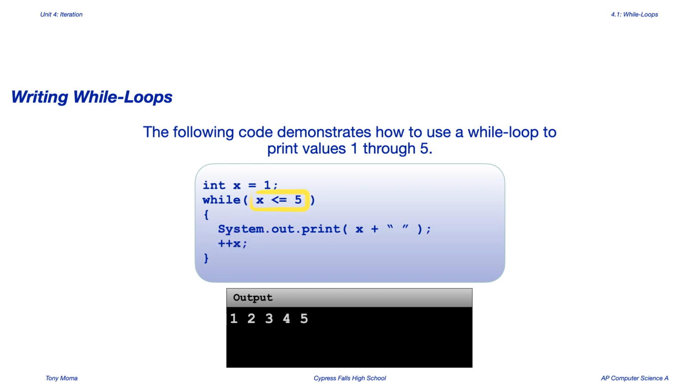We come back up to the Boolean expression. Is x less than or equal to 5? No, it is not, because 6 is not less than or equal to 5. So then the while loop stops.